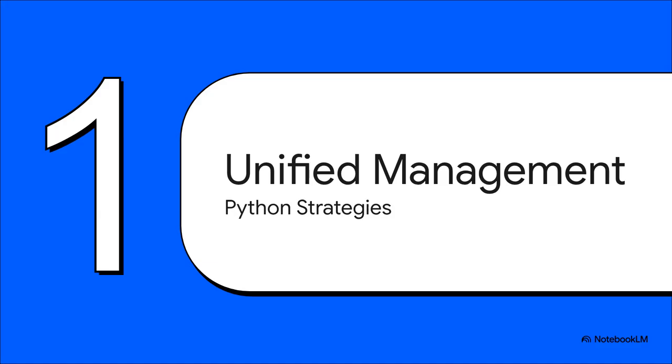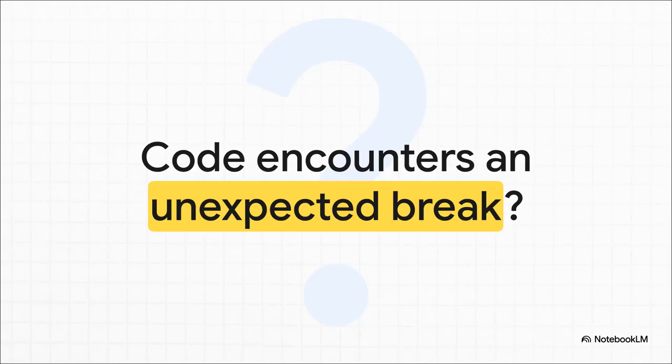All right, Section 1, Unified Management, Python Strategies. So what happens when your Python code encounters an unexpected break? I mean, picture this. You've spent hours writing and refining a script. Everything looks absolutely flawless. You hit run, and boom, an error appears. Does your program gracefully handle it? Or does it just halt the whole process, throwing a massive, messy traceback right onto your terminal? That sudden, jarring stop is incredibly frustrating, and it leaves our applications super vulnerable.